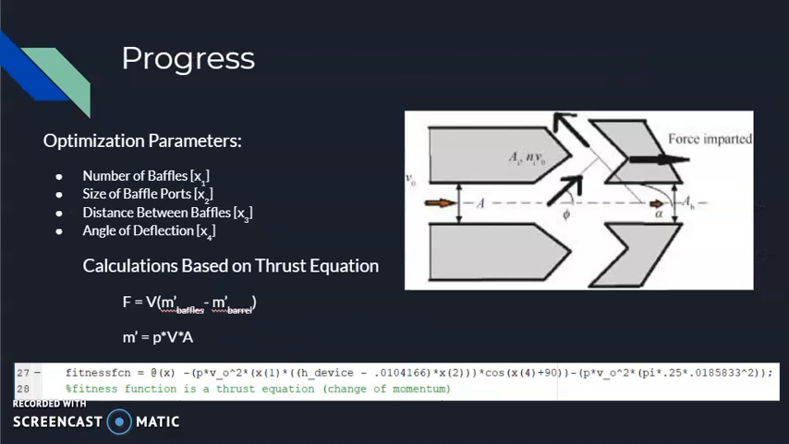So progress so far, my optimization parameters have been the number of baffles on the device, the size of the baffle ports, the distance between the baffles, and the angle of deflection. The calculations have been based on a basic thrust equation, which is just a change of momentum, so that force equals velocity times the mass flow rate in the baffles minus the mass flow rate coming out of the barrel. Mass flow rate is calculated by the density of the gas times the velocity of the gas times the area of the port. And you can see that by the fitness function down below.